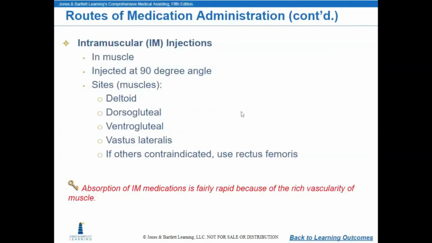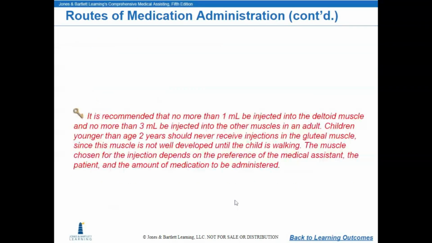All right, intramuscular injection, we said 90-degree angle, right? The muscle sites are the deltoid, dorsogluteal, ventrogluteal, and the vastus lateralis. In some cases, it may be given in the rectus femoris, only if the other sites are not available or can't be used for some reason. Now, intramuscular injections are absorbed fairly rapidly, very, very quickly. No more than 1 ml should be injected into the deltoid muscle and no more than 3 ml into the other muscles of an adult. Children younger than 2 years old should never receive a gluteal injection, because that muscle is not well developed until the child is walking.